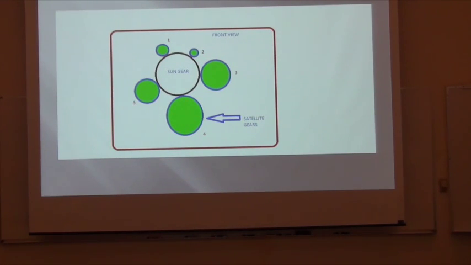This is the front view of a gear. Think of this as a sun gear, and for our case, we use 5 satellite gears: 1, 2, 3, 4, 5. Our minimum gear is 6.614, and the maximum gear is 18.